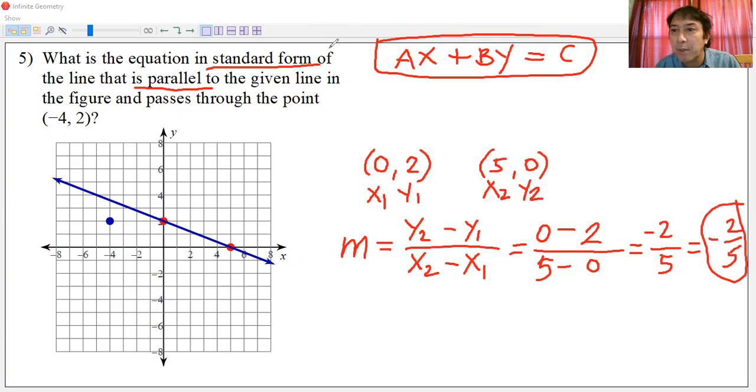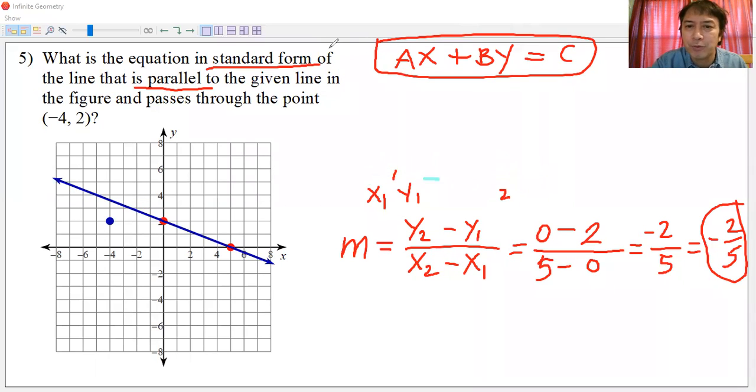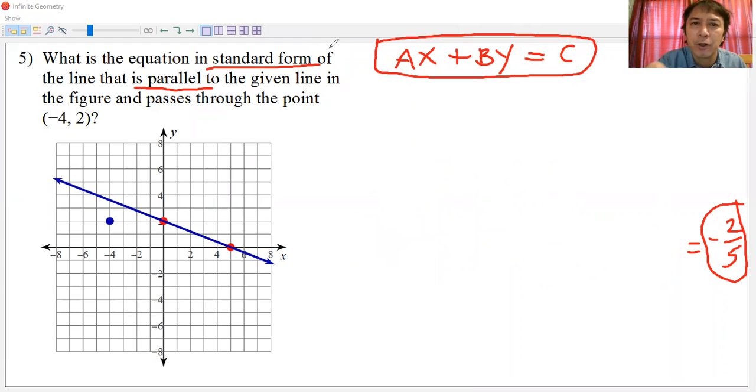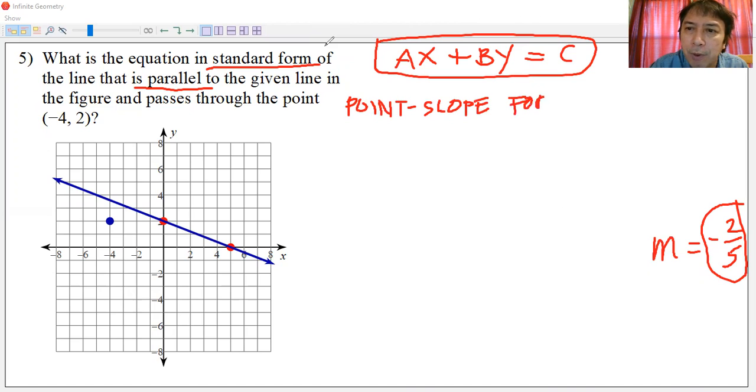All right, we shall erase some parts of this because we will not be needing it anymore. We have the slope, okay? And so let's just remove this part, and just label the negative 2/5 our slope. This is now our m, okay. All right, now if you have a slope and a point, we will have to use this formula, which is called point slope form, okay, point slope form.